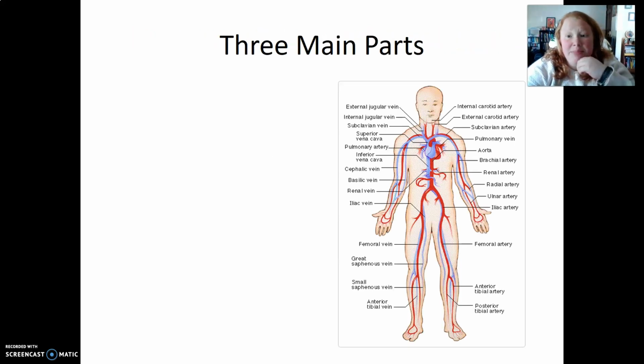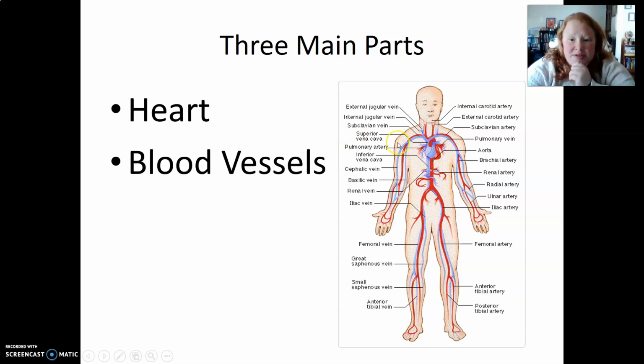There are 3 main parts of your cardiovascular system. We have the heart, which on this picture is here, heart. And then blood vessels, which are these guys, and I have a bigger picture of this on the next slide. And then the blood.